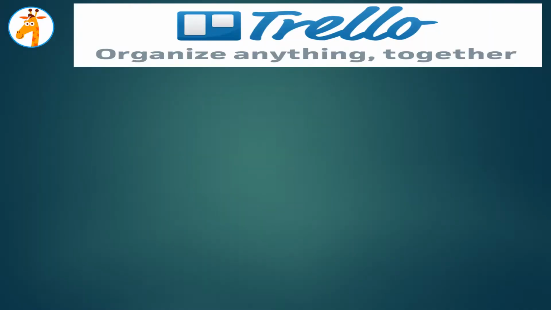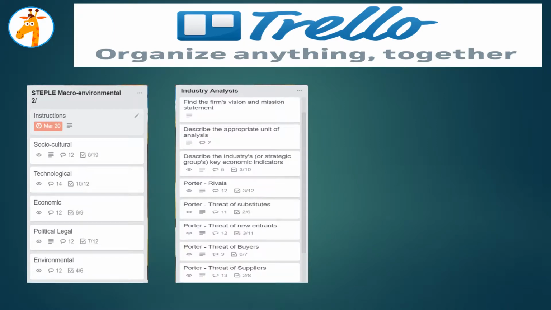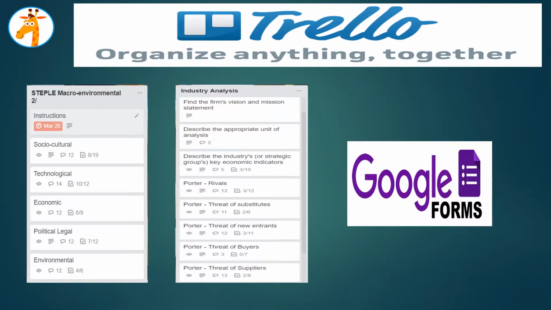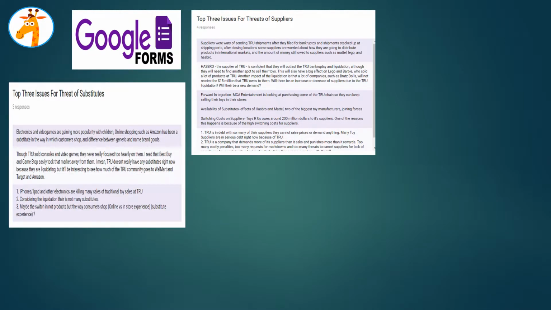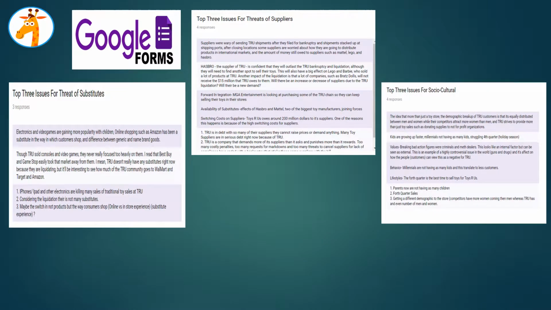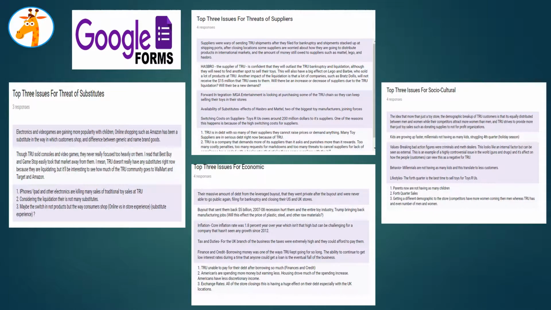On Trello, our first task was to pull factors from our Steeple and Porter analysis. I created a Google Form for my group members and me to narrow down the top 3 issues from each part of those 2 analyses. For example, this would include top 3 issues for threats of suppliers, threat of substitutes, sociocultural, economic, and many others. We were able to come to a group consensus about the most pressing issues.